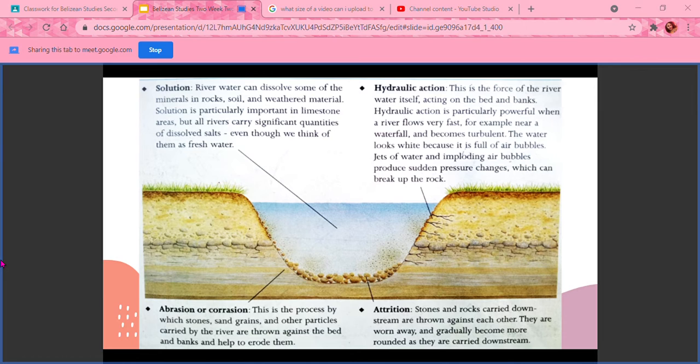And then the last one is attrition. Attrition is stones and rocks carried downstream being thrown against each other. So abrasion and attrition work hand in hand. If I have rocks, abrasion is the rock hitting against the riverbank, and attrition is when the rocks hit against each other. So when they're hitting each other, they're bouncing off one another.